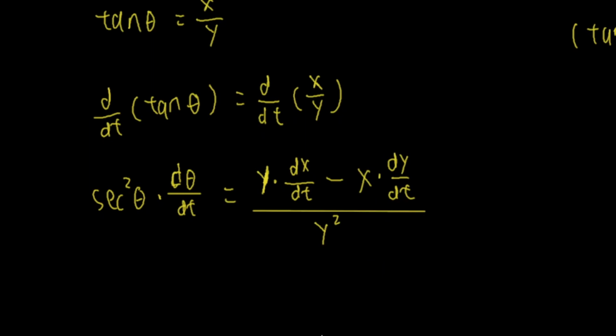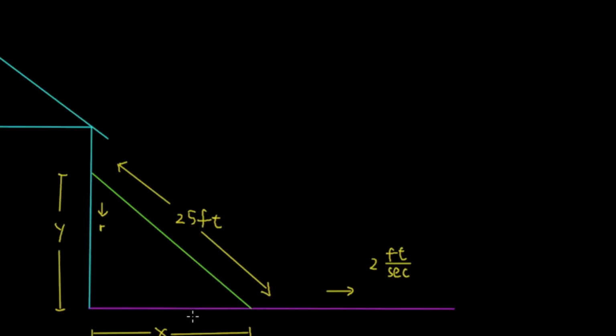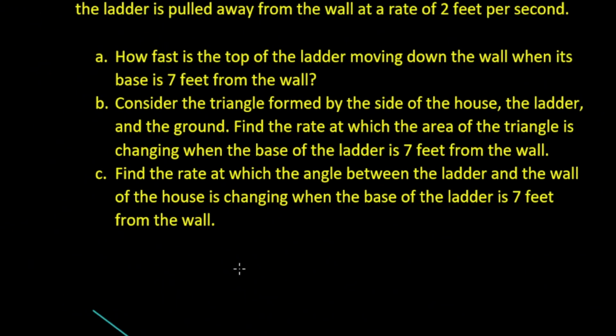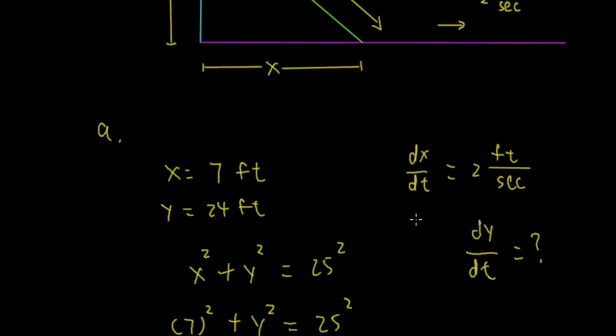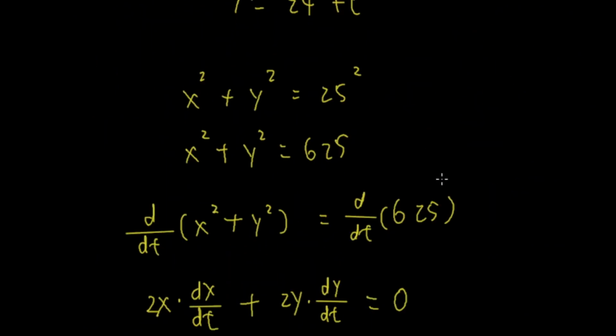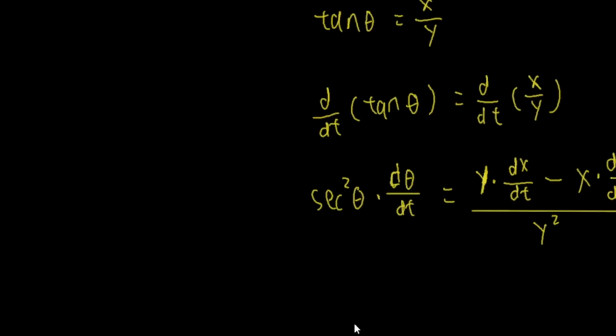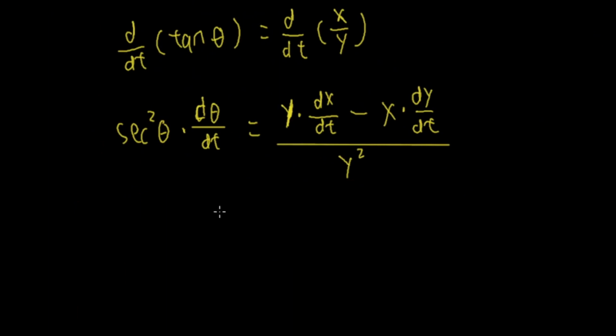Now, again, do we know dx over dt and dy over dt? It's not given in part C of the question, right? But don't worry, since it's also 7 feet that we're asking about in part C, we can use the dx over dt and dy over dt from part A. So dx over dt is 2 feet per second and dy over dt was calculated as negative 7 over 12 feet per second. Okay, let's isolate d theta over dt by dividing both sides by secant squared theta.